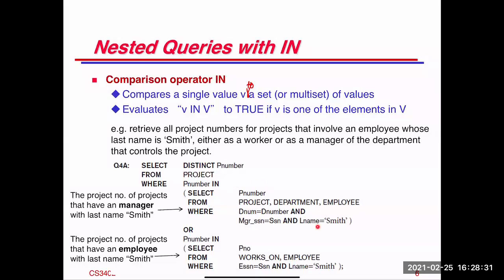So this first query, what it does should be clear, right? Because it's a very simple query. It only uses the things we discussed last week. It joins these three tables: project, department, and employee, using these two join conditions.